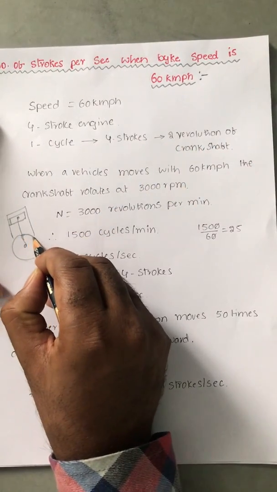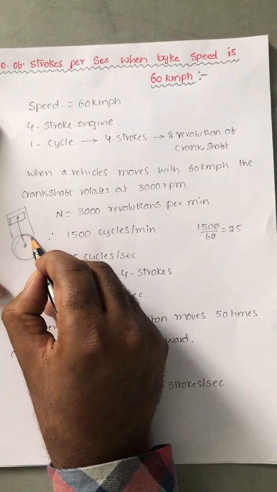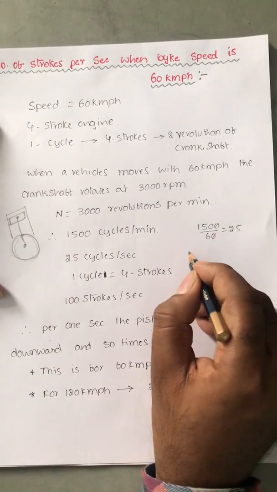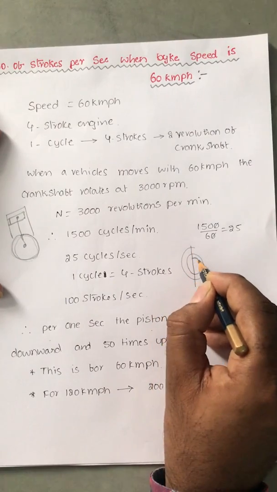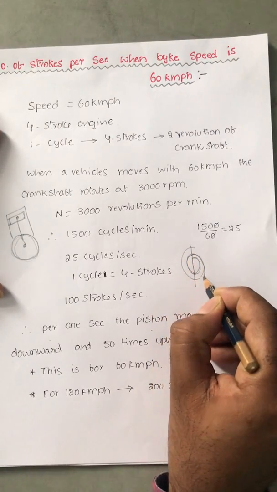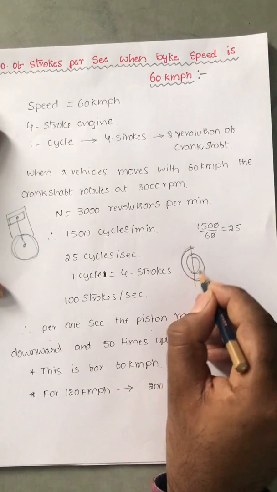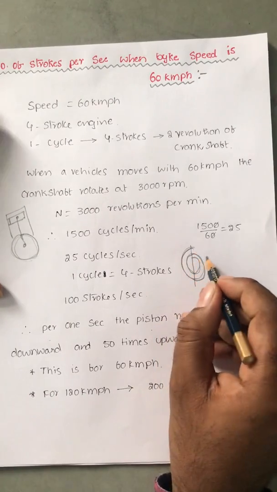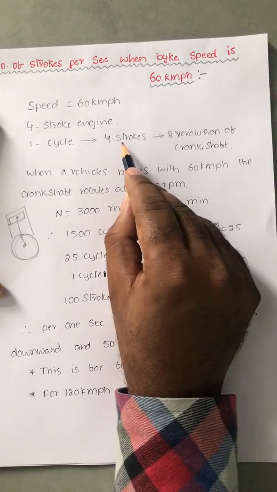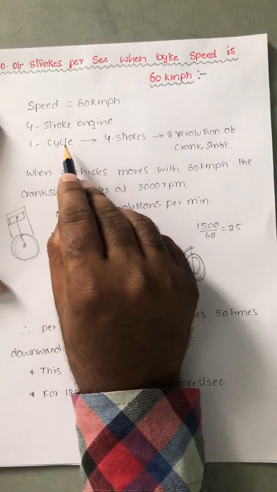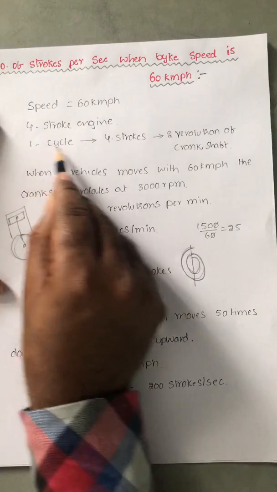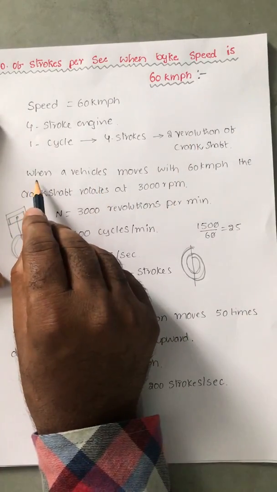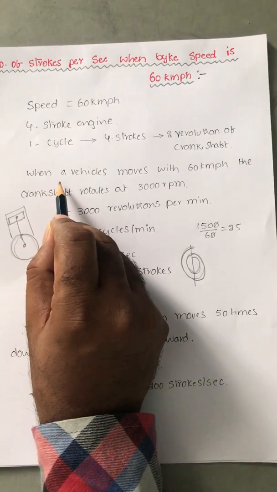See, from here to here, suction, compression, expansion, exhaust. If I draw the valve timing diagram, suction, compression, expansion and exhaust, that is 2 revolutions, this 1 and 1. 2 revolutions of the crankshaft give the 4 strokes, that is nothing but 1 cycle. So 1 cycle means 4 strokes, 2 revolutions of the crankshaft. This is a very important point, and we have seen this in day-to-day life.